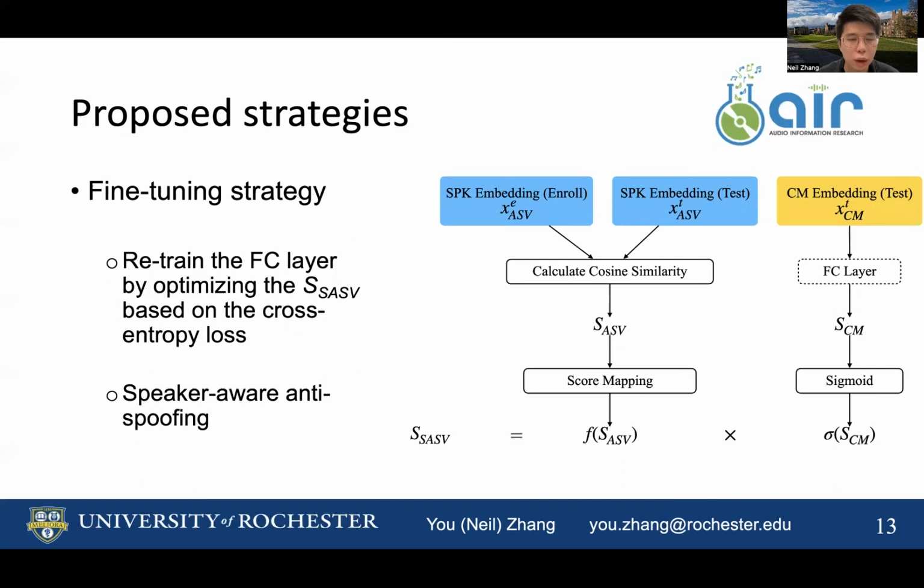So the gradient is back-propagated into this FC layer, and we can find that this gradient is weighted based on the ASV score. The gradient receives larger weights for larger ASV scores, which correspond to utterances that are more similar to the target speaker. So this helps the model to pay more attention to difficult samples, manifesting the idea of speaker-aware anti-spoofing.